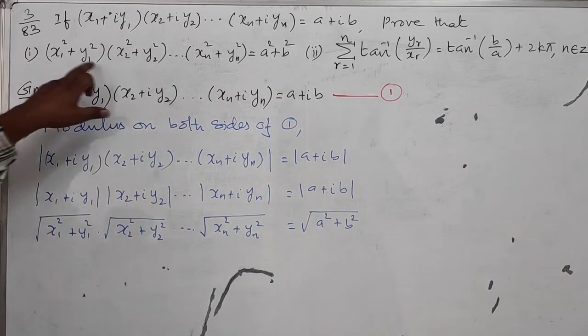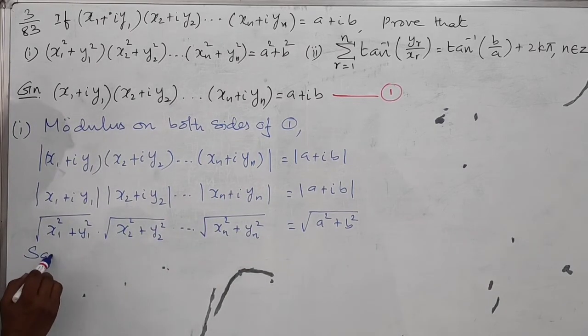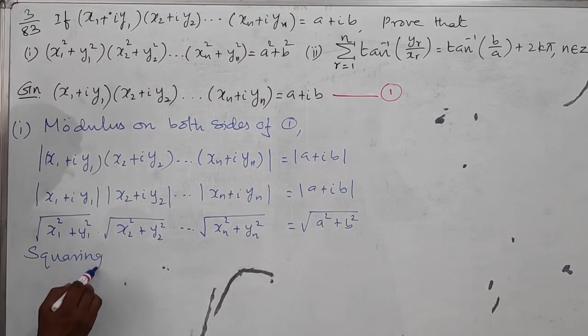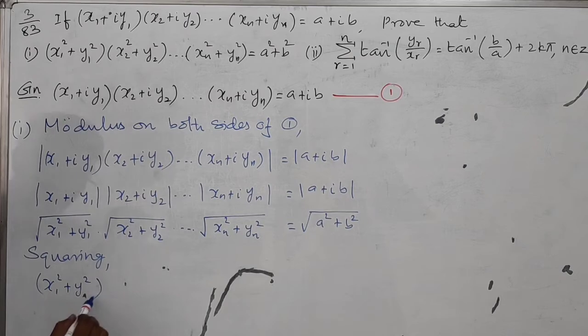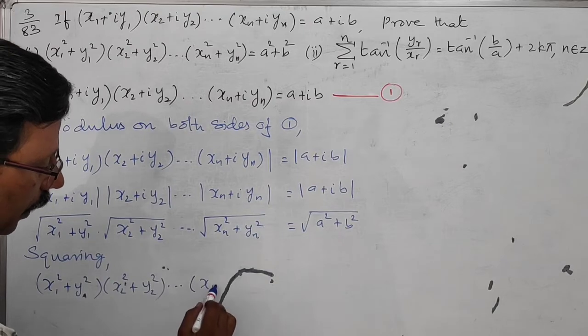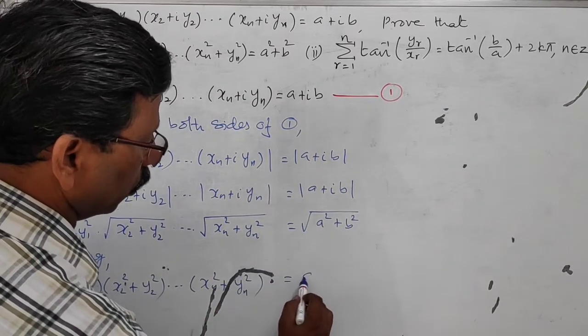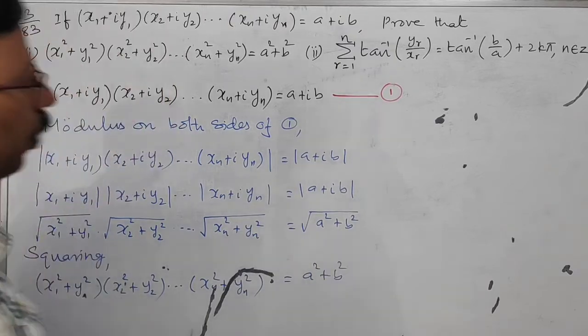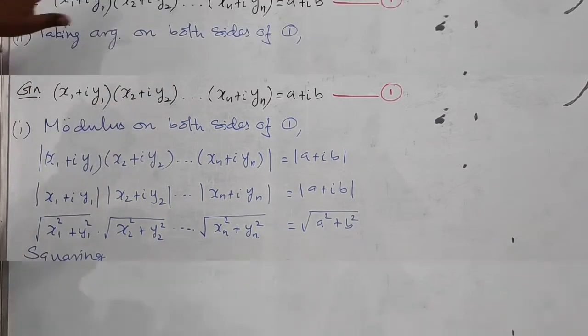Now in the result there is no root, therefore squaring on both sides. Squaring on both sides, we get x1 square plus y1 square, into x2 square plus y2 square, into and so on, into xn square plus yn square, which is equal to a square plus b square. Now this is the required result for the first subdivision. Now let us see the second subdivision.